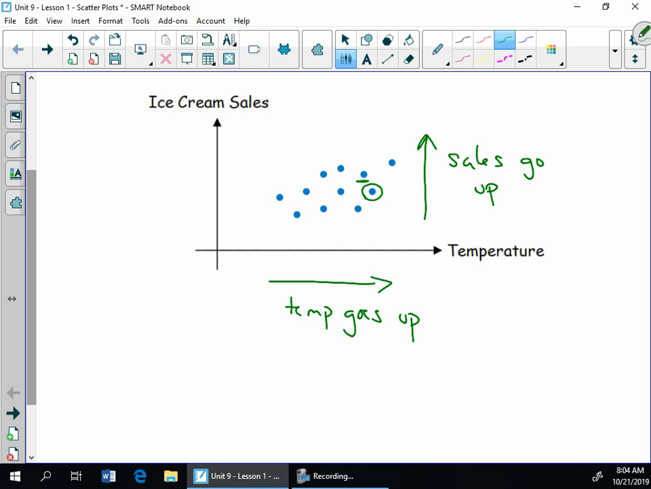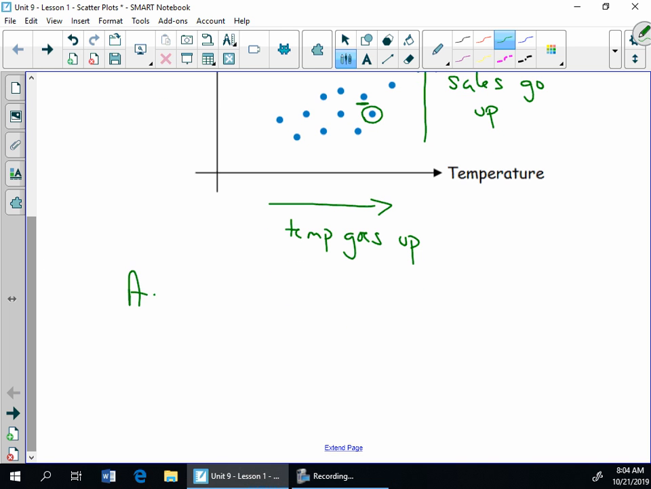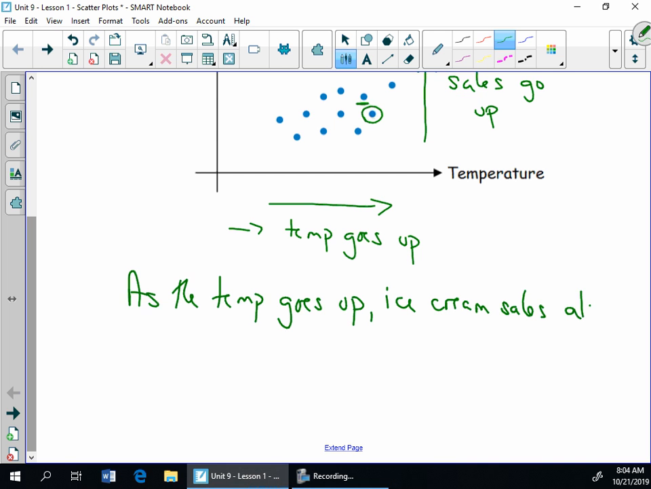So if I was describing this, I would say as the temperature goes up, I always start the bottom one first, ice cream sales also go up. We call this our trend, the general pattern. Not perfect, not a straight line, not linear. I can't make an equation from it, but I can get a rough idea.